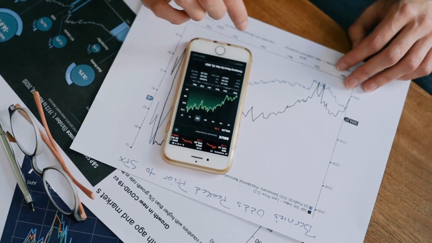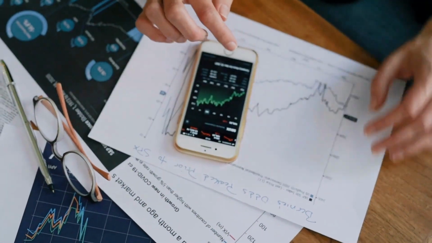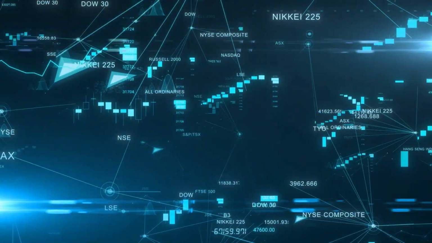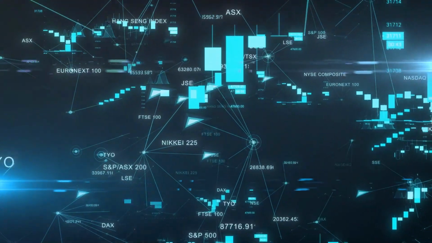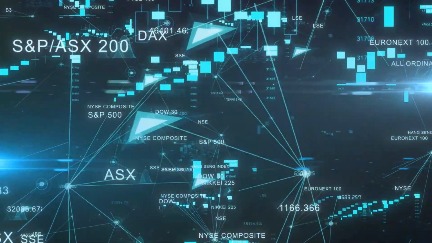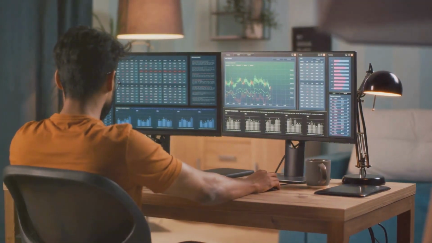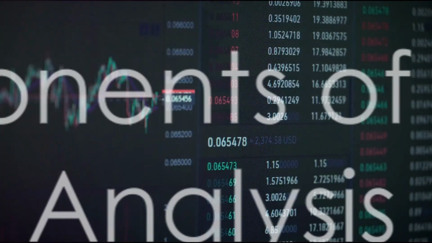Another aspect of investment analysis is understanding the patterns of price movements. By analyzing historical data and trends in the market, investors can gain insights into potential future performance. This can help investors make more strategic decisions about when to buy or sell assets.